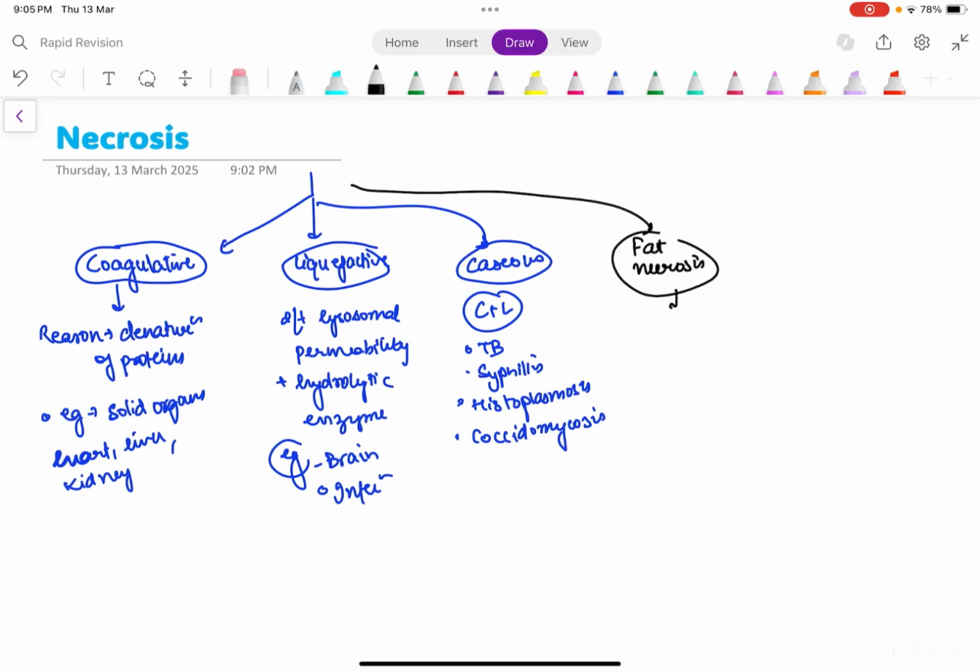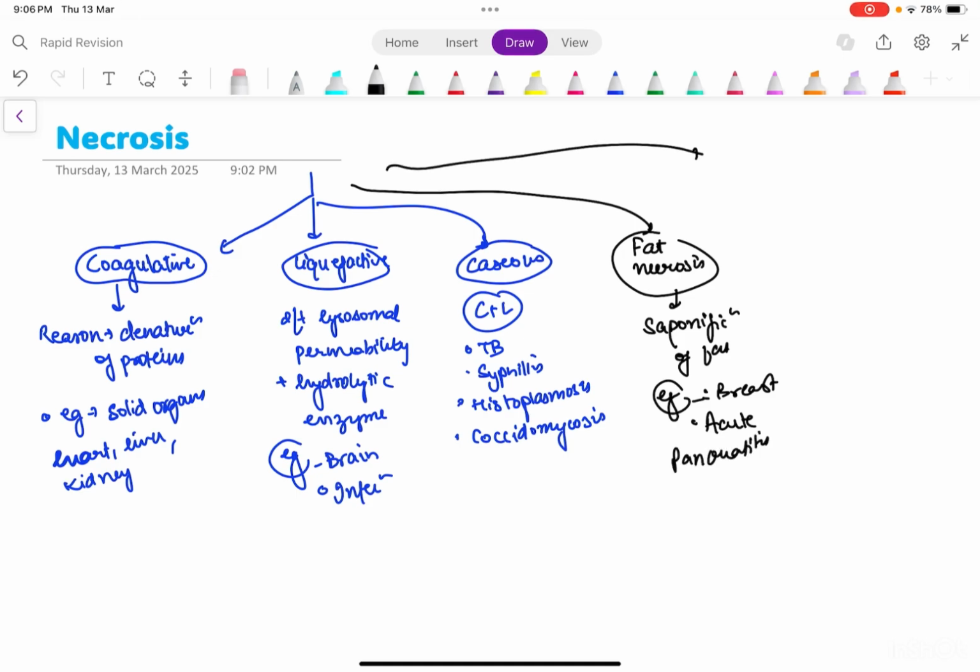Then the next one is fat necrosis. Now this is seen due to the saponification of fat. Example, it is seen in breasts, and it is also seen in the most common example, acute pancreatitis. Then last type is fibrinoid.